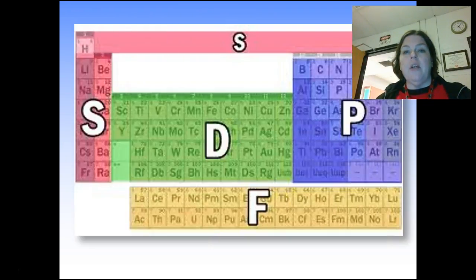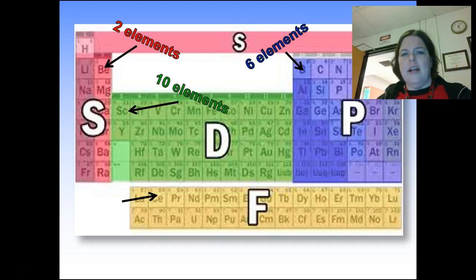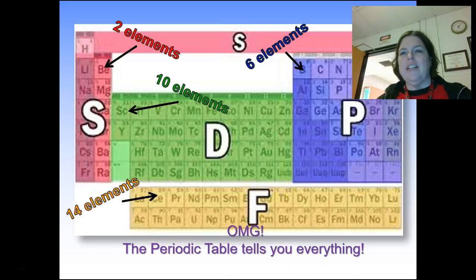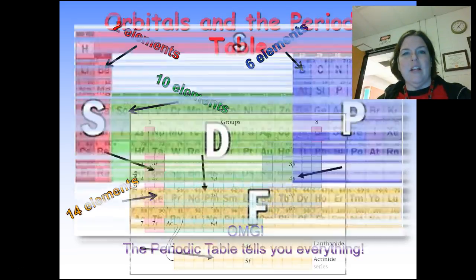Okay? So we know where the S, P, D, and F blocks are on the periodic table: 2 elements, 6 elements, 10 elements, and 14 elements. Pretty simple, huh? So the periodic table tells you everything. That's what I was telling you today, right?